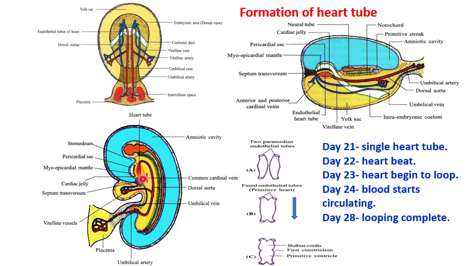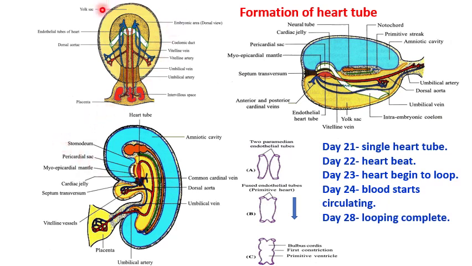sac, which is covered by myoepicardial mantle. So after the head fold has happened, this yellow one is the foregut, this red one is the primitive heart tube that has been formed. So the heart tube is ventral to the foregut. Ventral to the heart tube is the pericardial sac, into which the developing heart will bend and enter into it.